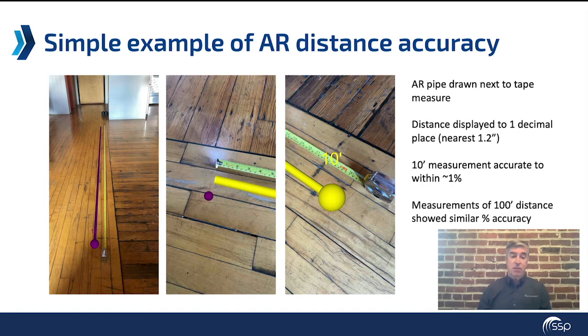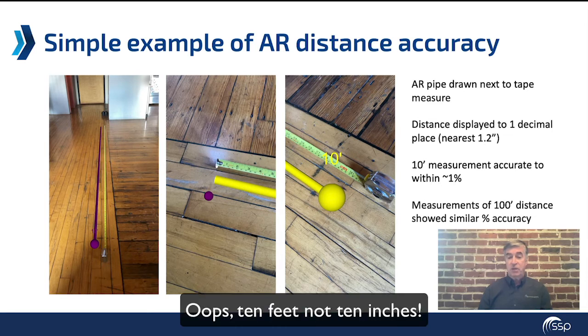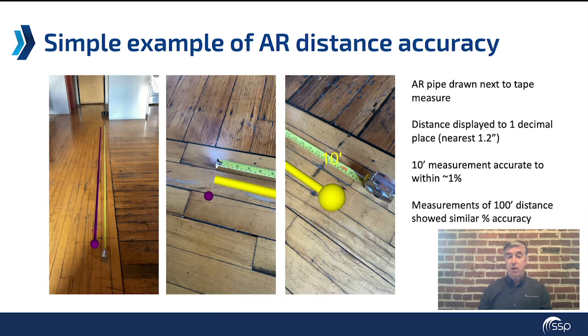So here's just a simple example I just did at home to measure a 10-foot distance next to a tape measure. I've added a virtual pipe, and you can see the measured distance in the Augmented Reality app is 10 feet, and it's within an inch of the 10-foot mark on the tape measure there. That distance is showing to 1 decimal place, so it's within sort of 1.12 inches. So we're within pretty much 1% here.